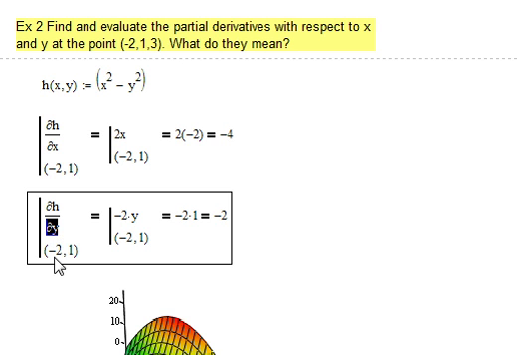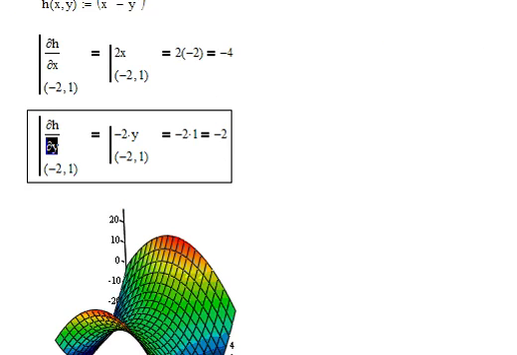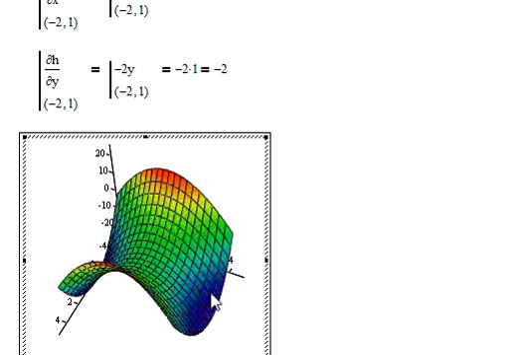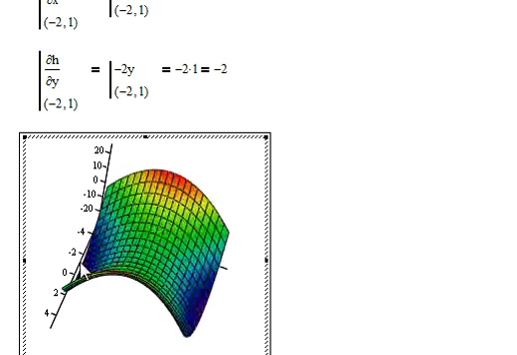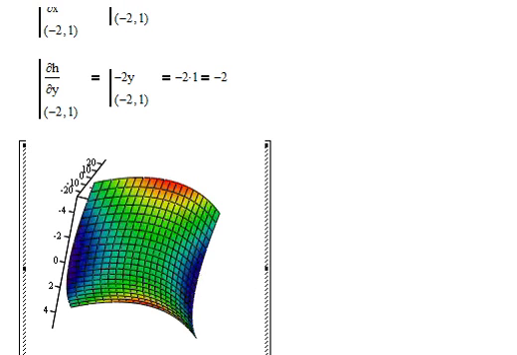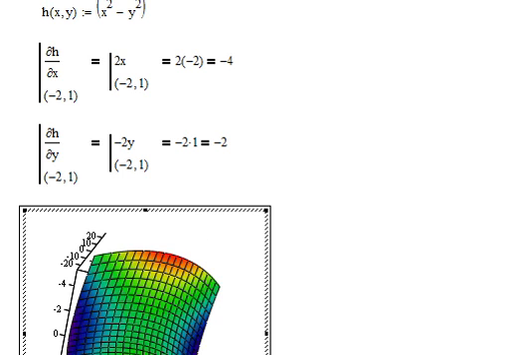Partial derivative with respect to y at the same point. Well, the partial derivative is -2y, but at the point where x is -2 and y is 1, that would be -2. So here on our surface, let me see, x is -2, y is 1.